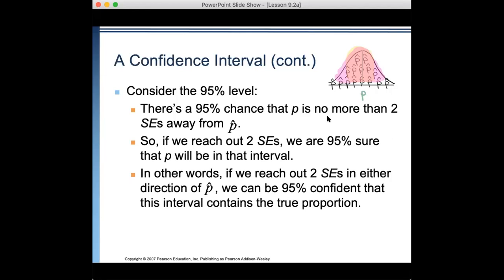All right. So, in other words, if we were to randomly pick a p hat and reach out 2 standard errors, 95% of the time, it will be within 2 standard errors of this p. All right, so that's talking about the 95% confidence interval. That is what we're going to be doing. We're going to be randomly picking a p hat. There's a 95% chance it'll be one of these pink ones. And if it is, that means if I were to reach out 2 standard errors, p will be in that interval.